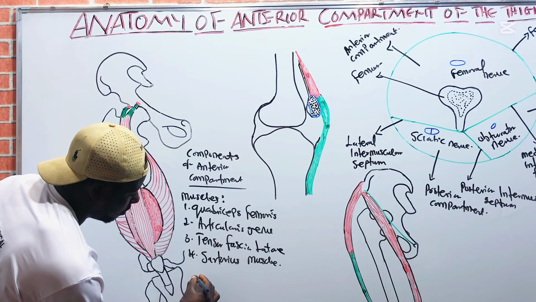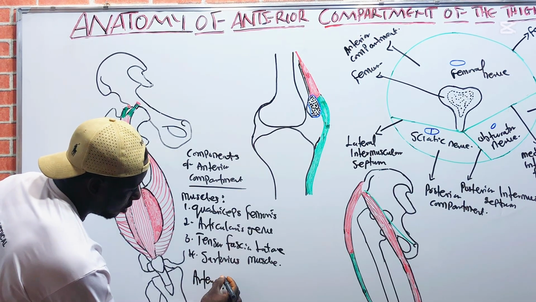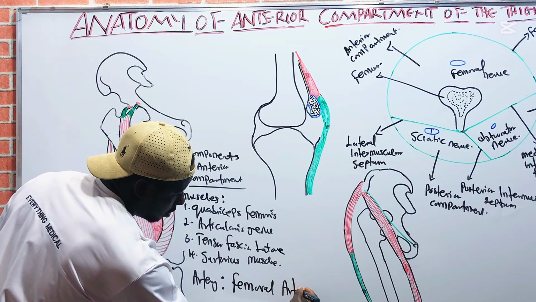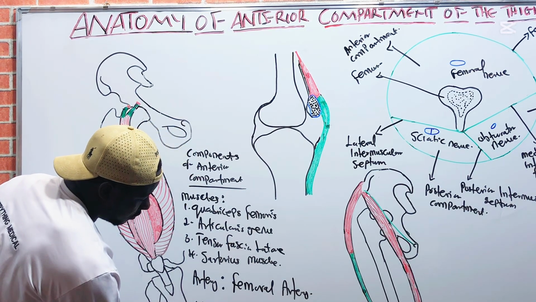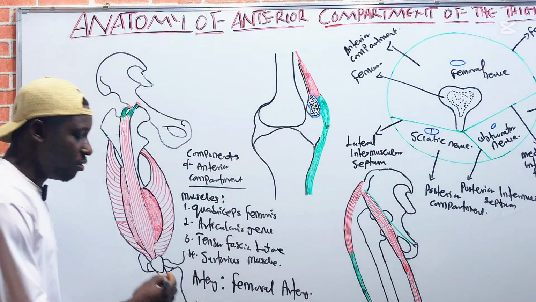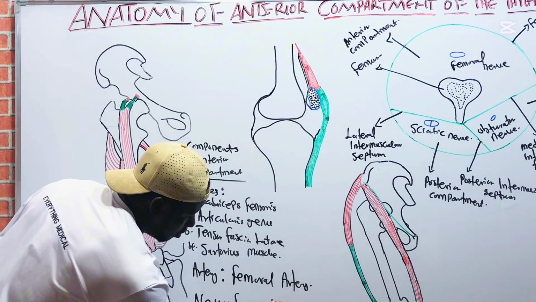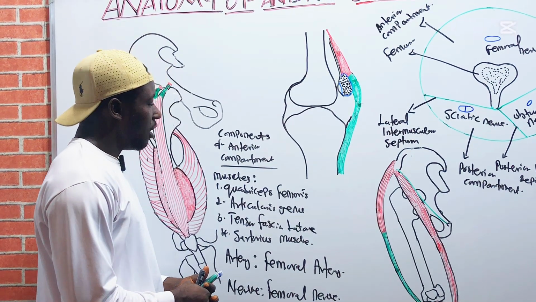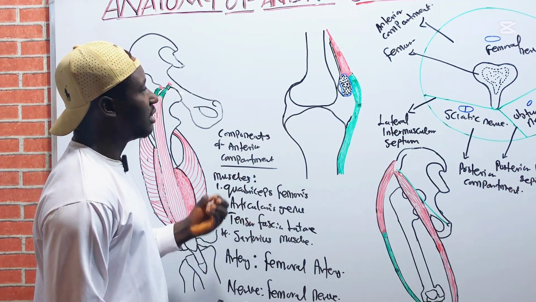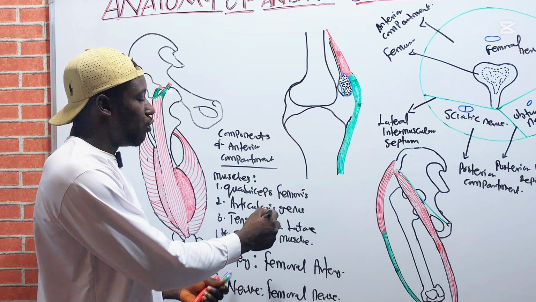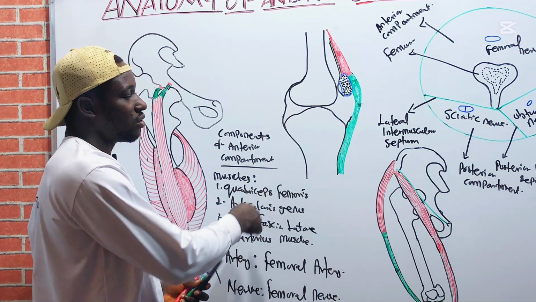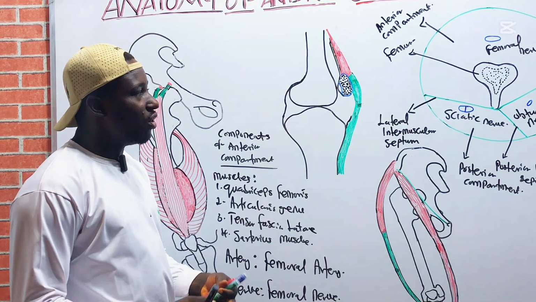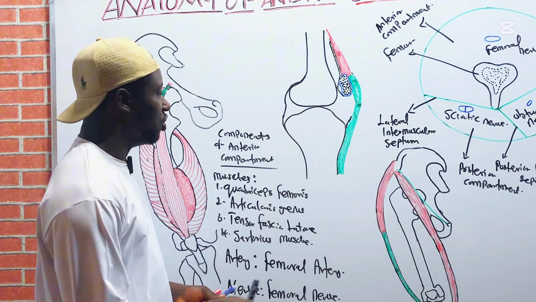We have the artery. The artery is the femoral artery. You have the nerve. The nerve in the anterior compartment is the femoral nerve. So these are the components of the anterior compartment of the thigh region. Now we'll be discussing the muscles, because these muscles work to extend the knee joint. That is why that compartment is called the extensor compartment of the thigh region.